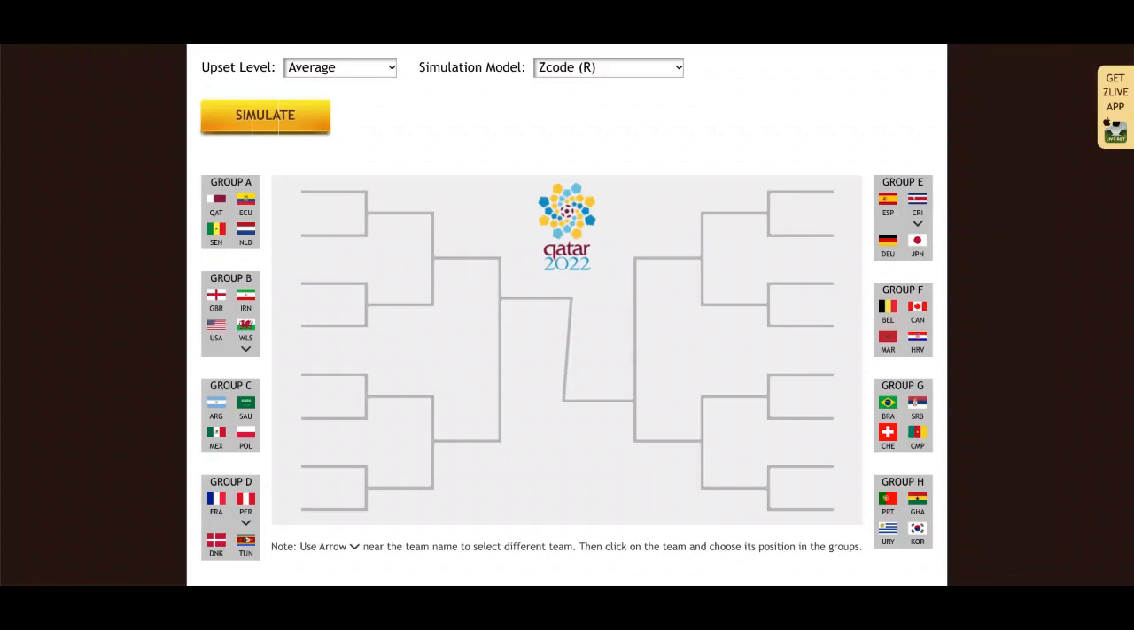I think that's a very good team. A very exciting group: England, USA, Iran, and Wales. What an exciting group that's going to be. And then, of course, we've got Argentina, Saudi Arabia, Mexico, and Poland.